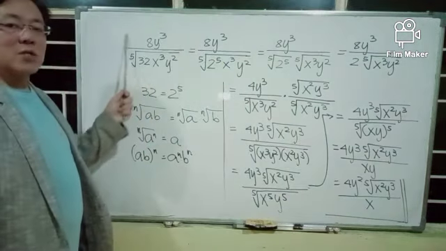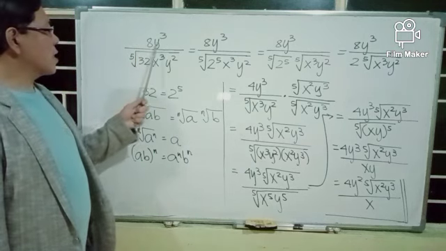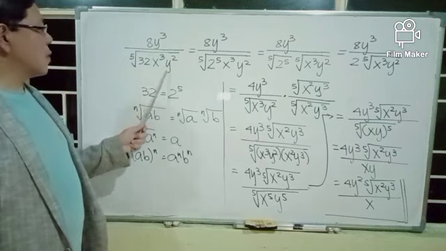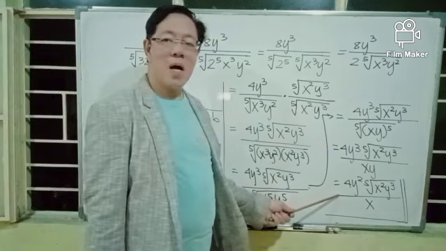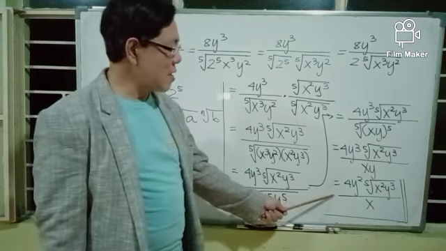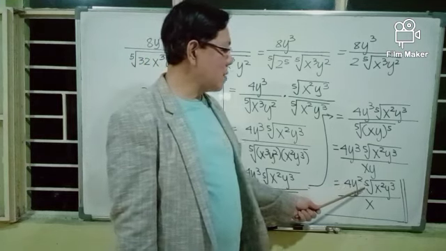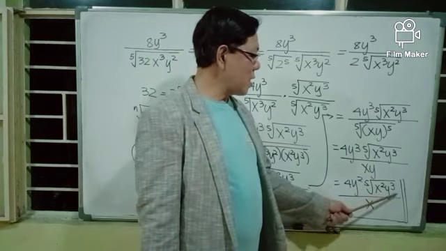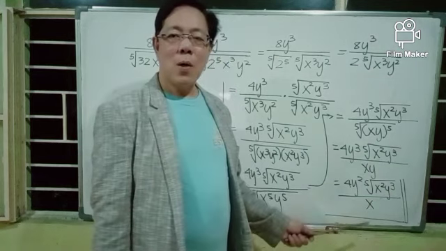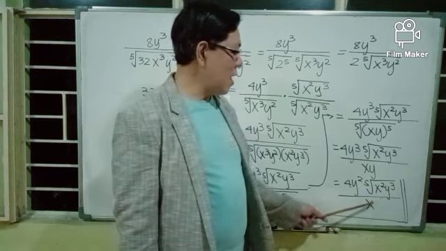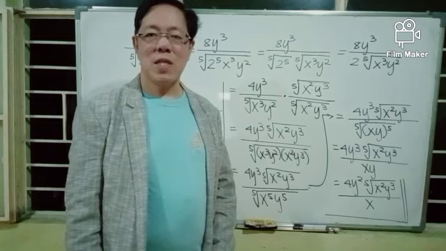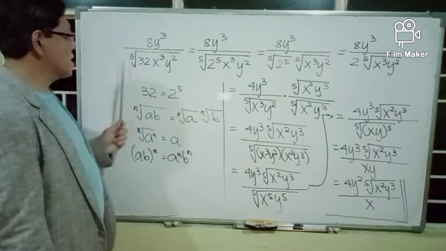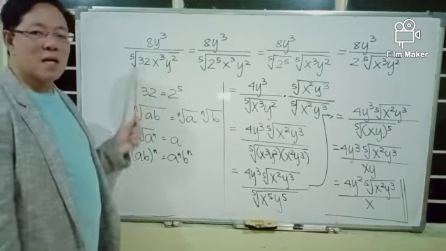Hence, the given rational expression 8y cubed divided by the fifth root of 32x cubed y squared is the same as this rational algebraic expression 4y squared multiplied by the fifth root of x squared y cubed divided by x. The only difference is we do not have the radical expression in the denominator because we have rationalized the denominator of this radical expression.